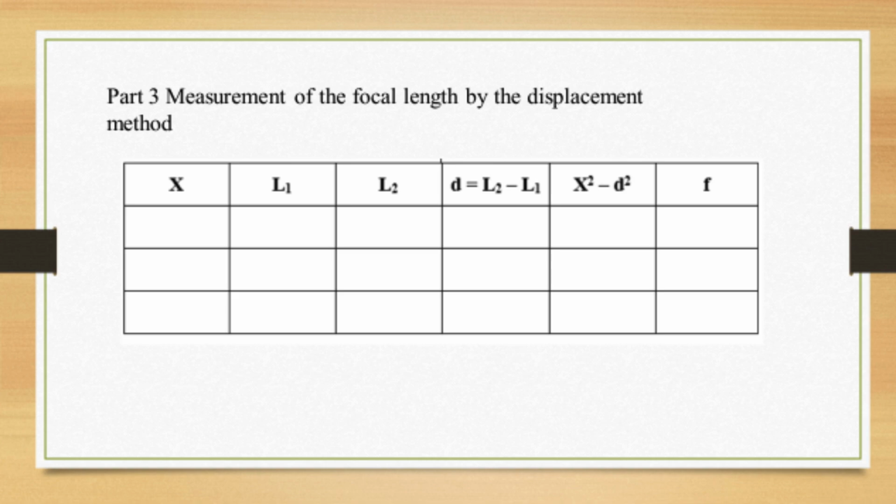This table is used to record experimental data. We write down x, L1, L2, and calculate d. Then we compute x squared minus d squared and use it to find the focal length. It is important to record all values carefully and maintain consistent units throughout the calculations.